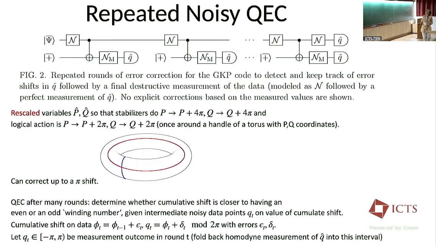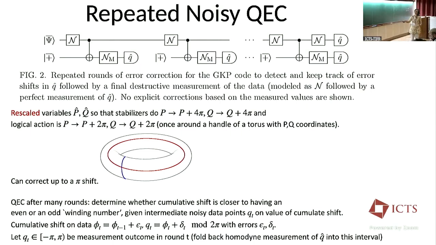Okay, so let's see how this works. Okay, so now the first thing I want to do is to conceptualize this a little more. I'm going to rescale the variables P and Q, such that the stabilizers, SP and SQ, which do a shift in P and a shift in Q, are simple. I'm just going to rescale things so that one stabilizer maps P onto P plus 4 pi and Q onto Q, and the other one maps Q onto Q plus 4 pi.